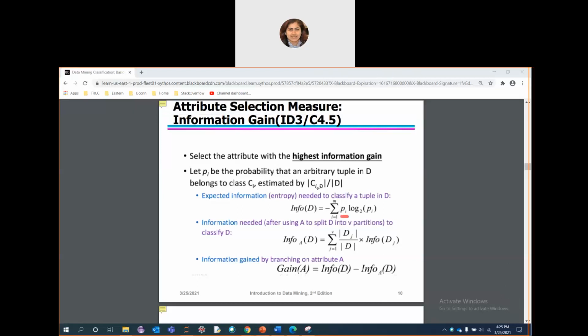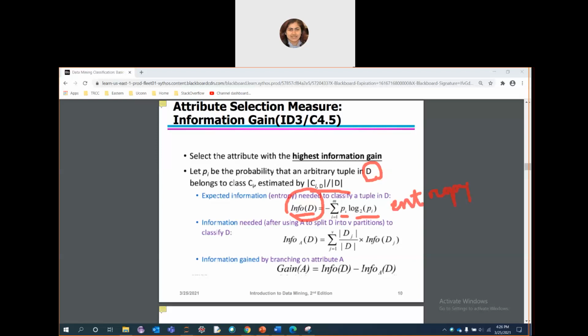So this Pi is determined by this formula, |Ci,D| divided by |D|. Then you take the logarithm, log base 2, of Pi. And this is your first formula for calculating Info(D). Info(D) is the average amount of information needed to identify the class label of a tuple in the dataset D. This Info(D) is also called the entropy. We will see some examples based on that.